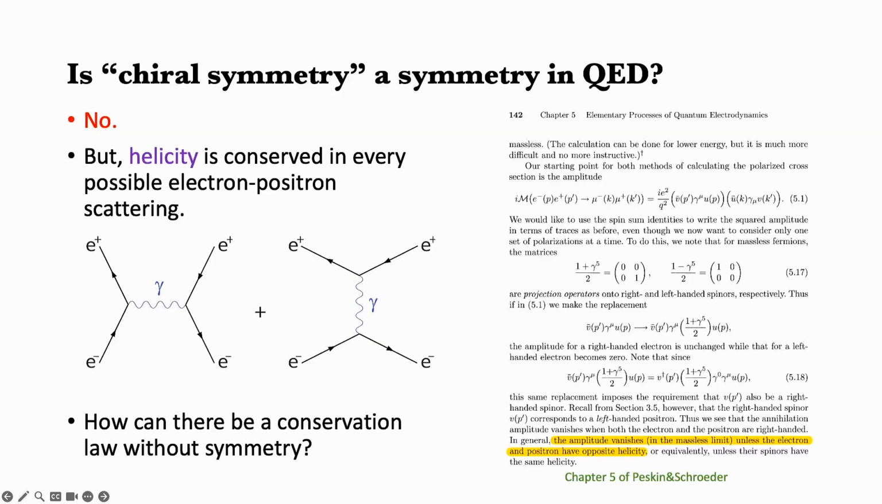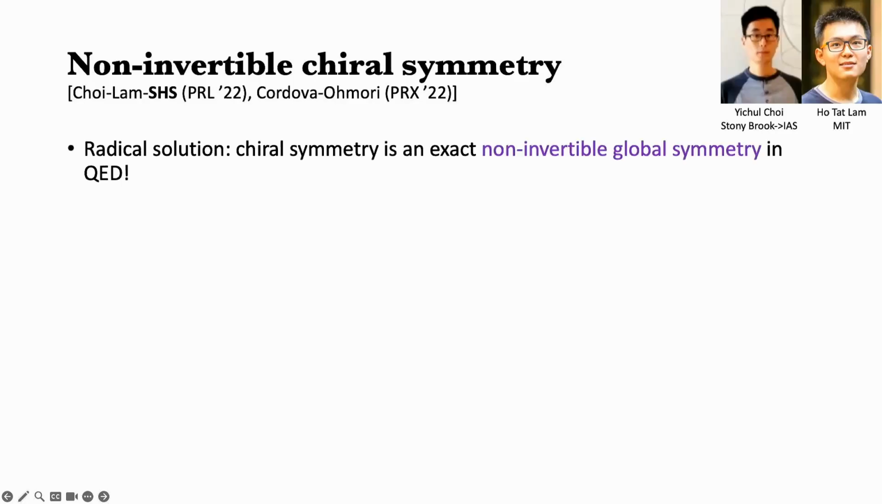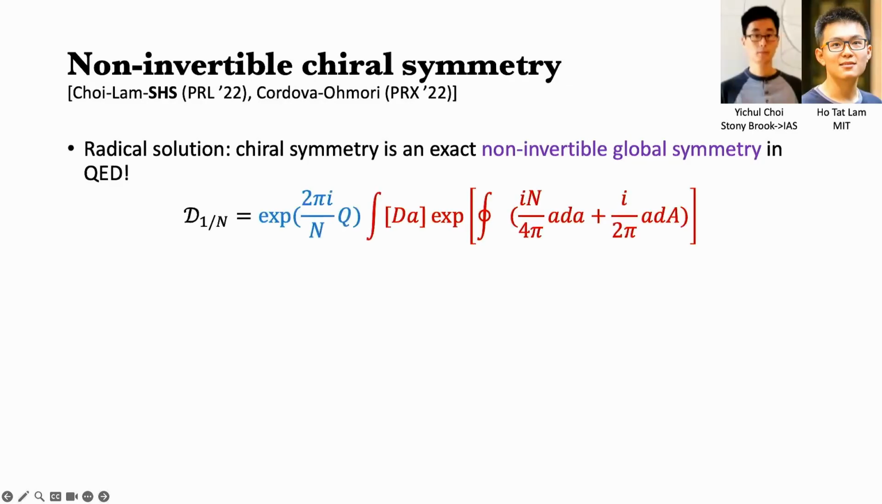So that motivated me and my former student, Yichul, who is currently a postdoc at IAS, and my longtime collaborator, Shu-Heng Shao, who is a postdoc at MIT, to write this paper a couple of years ago, where we proposed that the chiral symmetry in QED is actually not entirely broken by the ABJ anomaly. Rather, it's resurrected as an exact non-invertible global symmetry in QED. I'm not going to give you the detailed derivation of this non-invertible symmetry, but schematically it takes the following form.